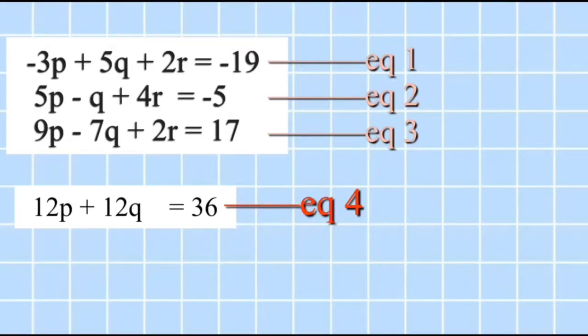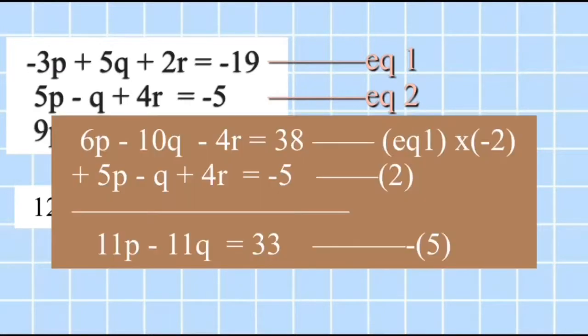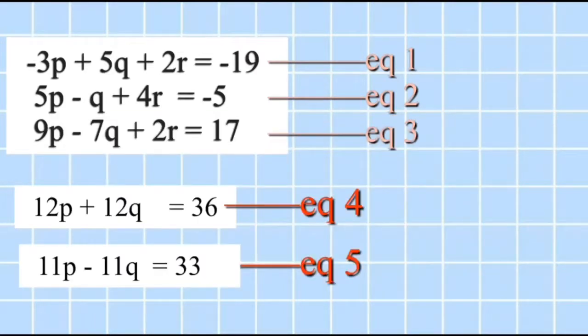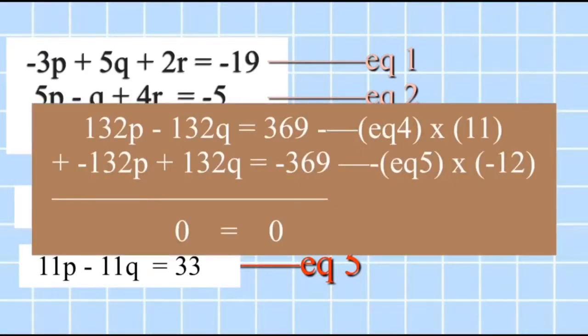Then we take a new equation to eliminate r again. I am taking equation 1 and equation 2. So first times equation 1 by -2 so that we could eliminate r. And we will get a new equation, which is equation 5. And the final step to take is to eliminate equation 4 and equation 5. So when we eliminate, we will get 0 equals 0. This means that the system has infinite solutions.